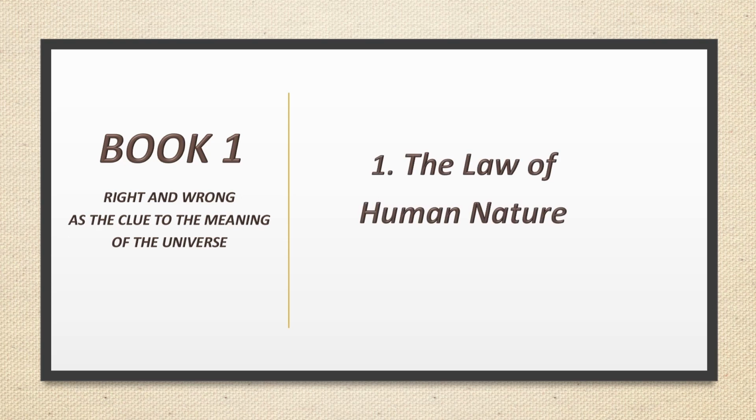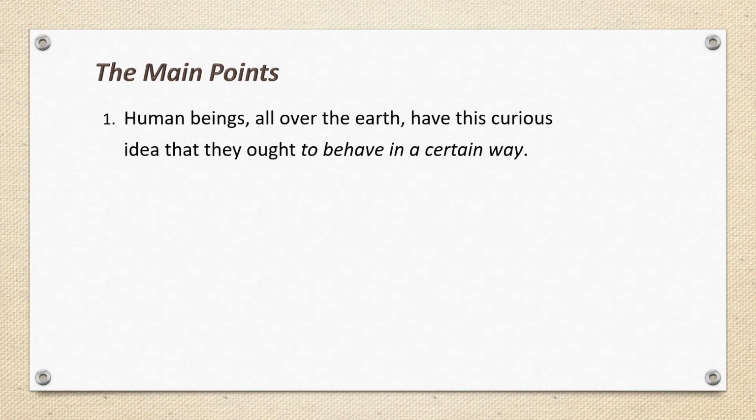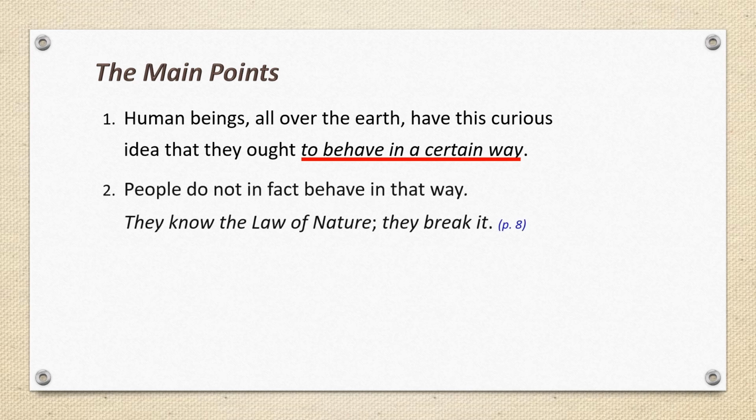So here we go. Book 1, The Law of Human Nature. Let me give you the main points first, because he has 2 main points. Basically, everyone believes that there is a certain way we ought to behave. The second point he made was that people do not in fact behave in that way, however. So we know there must be a certain way of behaving which is supposed to be a good way, but we do not always abide by it.